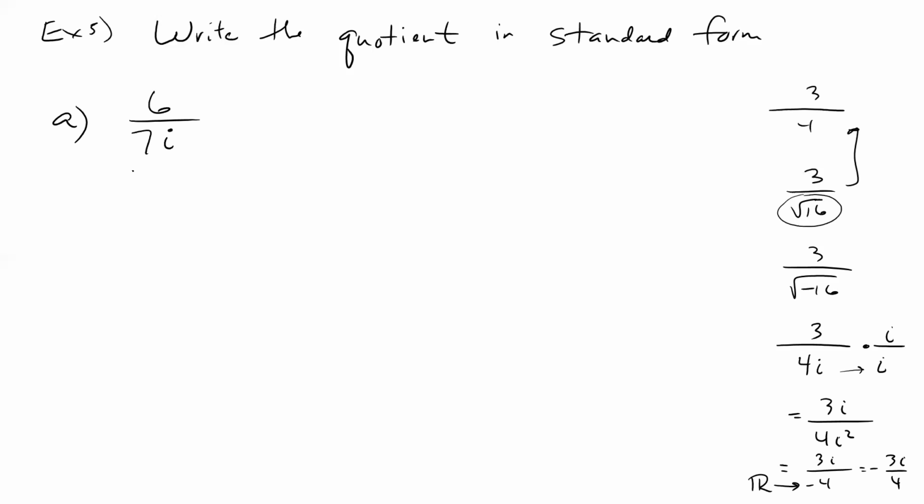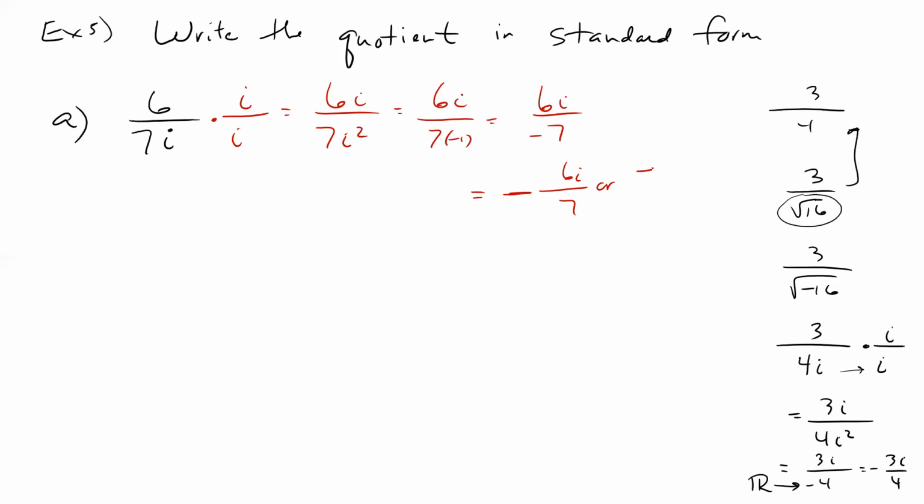So what is the one that we multiply by? i is cool. So i on top, i on the bottom makes 6i on top, and a 7i squared on the bottom, which just becomes 7 times negative 1. And real quick here, another thing is we don't like to leave a negative on the bottom of our fraction. And so the negative has to either go in front of the fraction or we bring the negative on top. So there's your two different possibilities right there. Get that negative in front or get that negative on top.